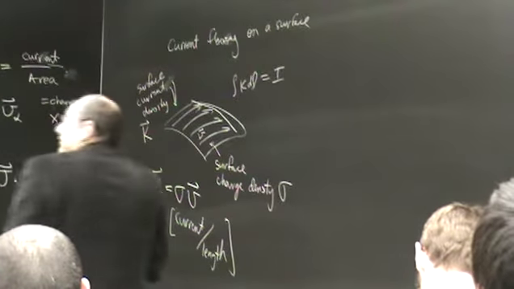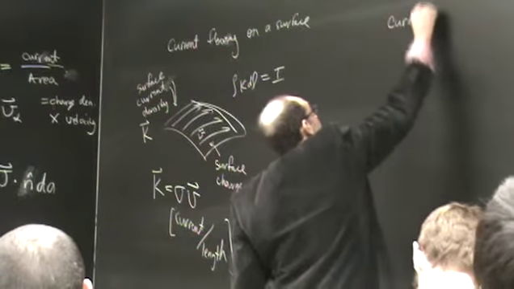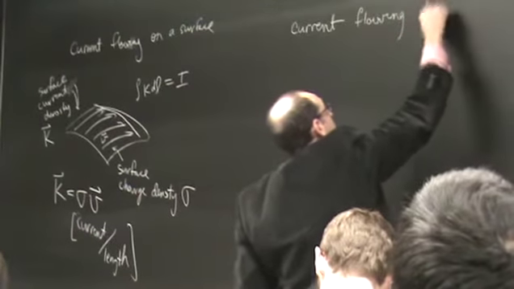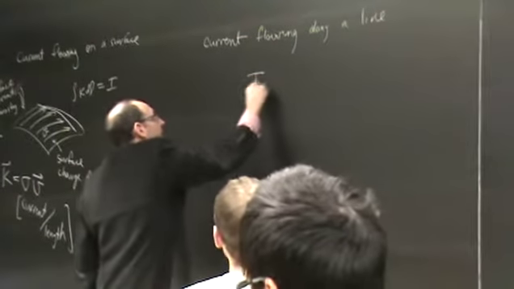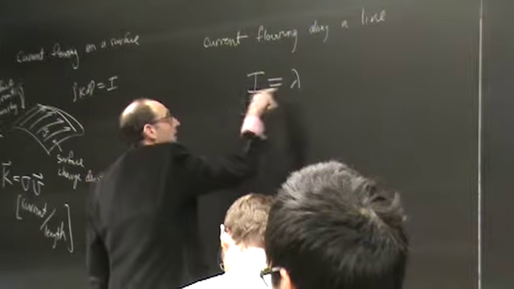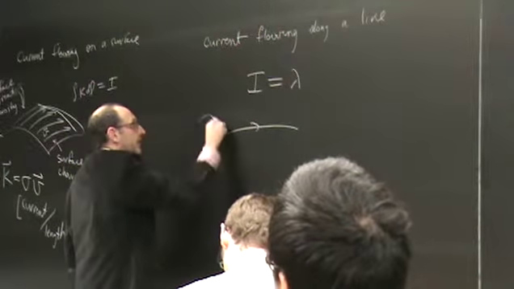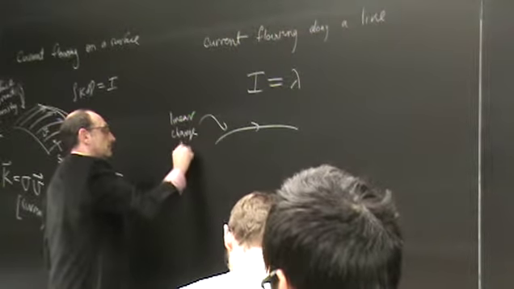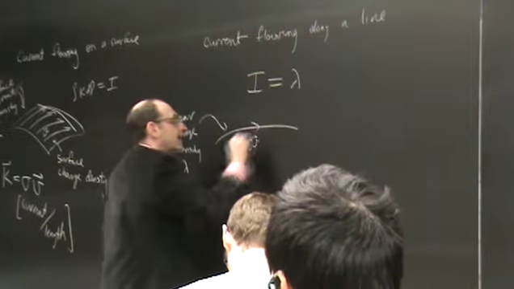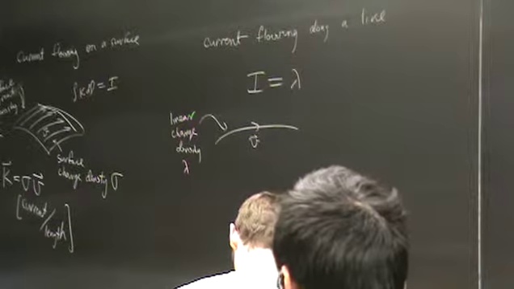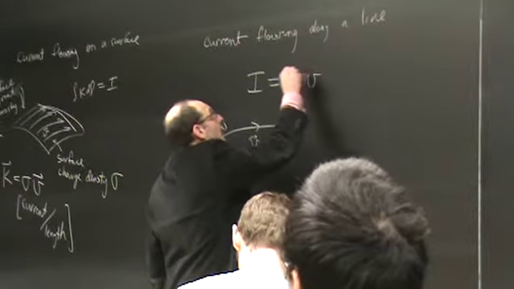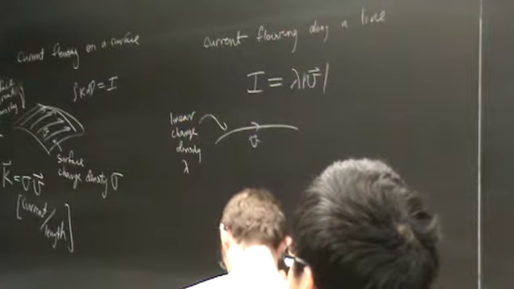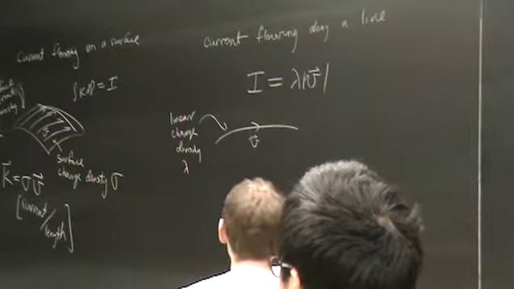And if we had the current confined to a wire, with a linear charge density lambda flowing with velocity v, then the current that flows is the charge per unit length times the velocity, right? And that's charge per unit time.